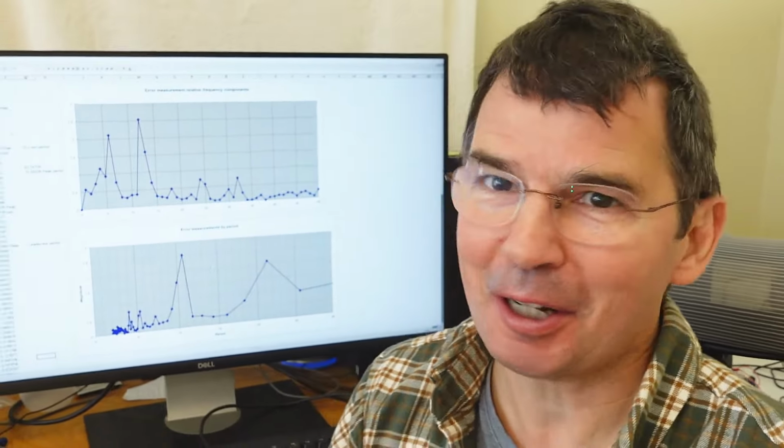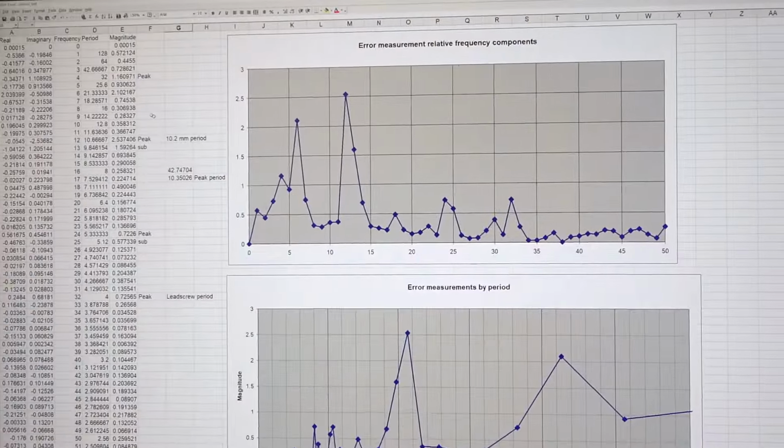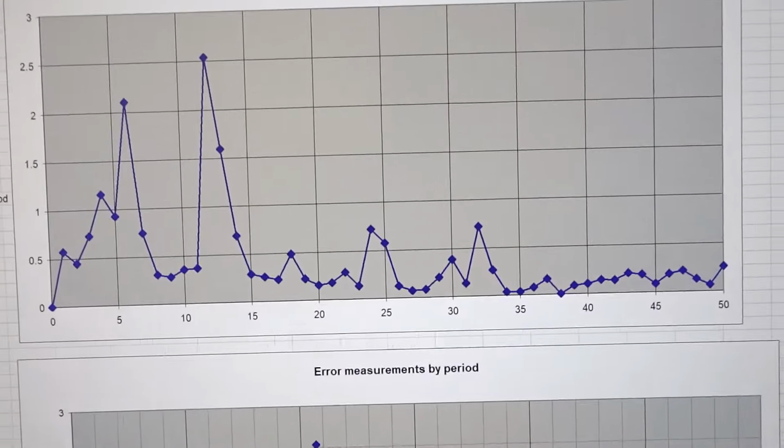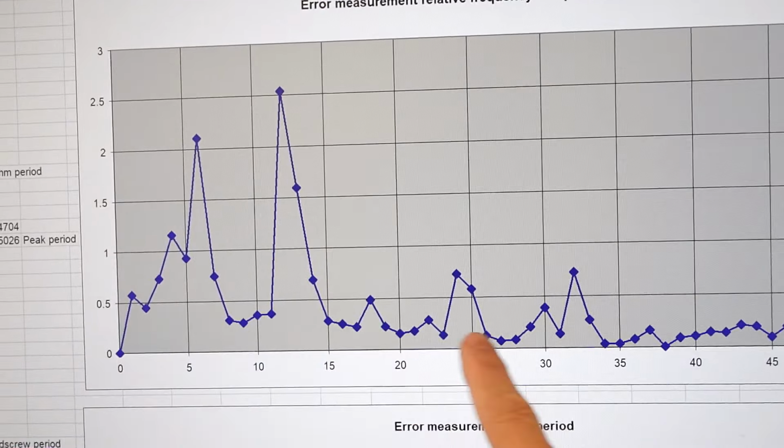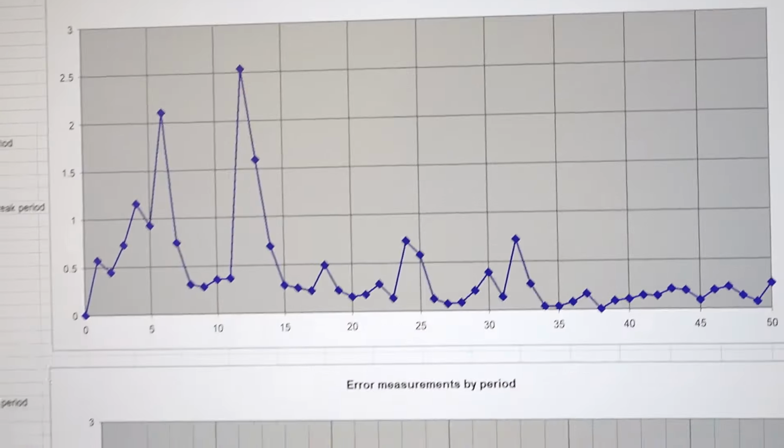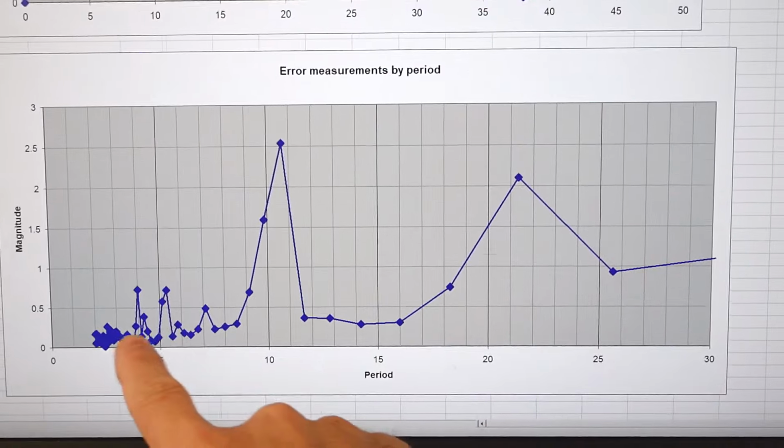And I wasn't going to talk about Fourier analysis because I figured that's beyond most of you, but then I realized a lot of people are going to ask, so here it is. I ran an FFT on my error samples, and this is organized by relative frequency. More useful is this one, which is organized by period.